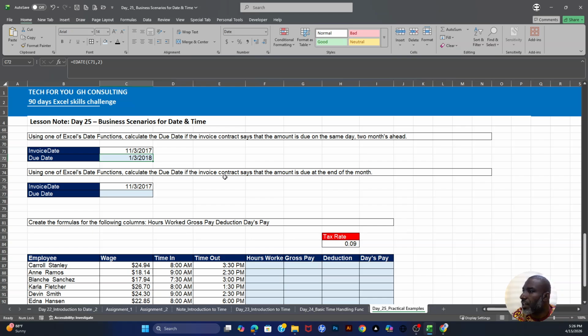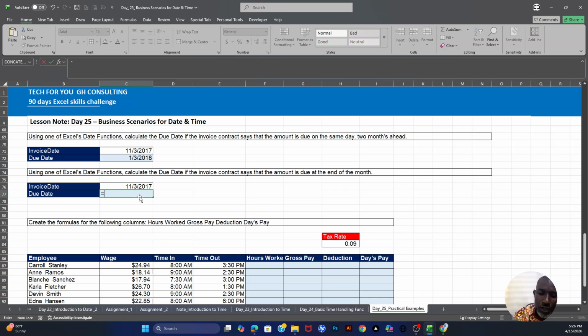So now the next one is that, using one of the Excel date functions, calculate the due date if the invoice contract says that the amount is due at the end of the month. At the end of the month. So you took a loan on the 3rd November 2017, and it's supposed to be due at the end of the month. So how do we get it?